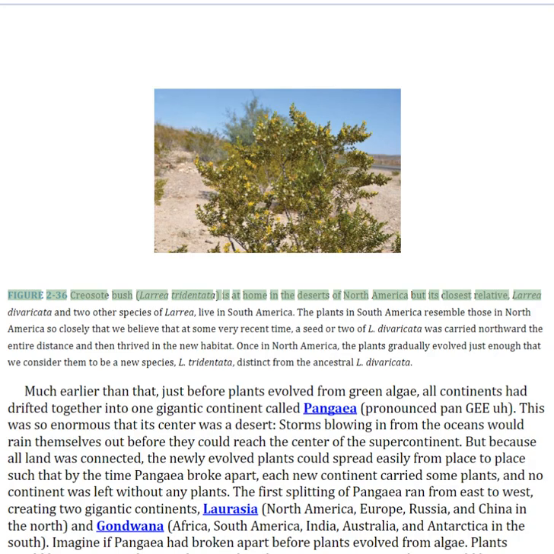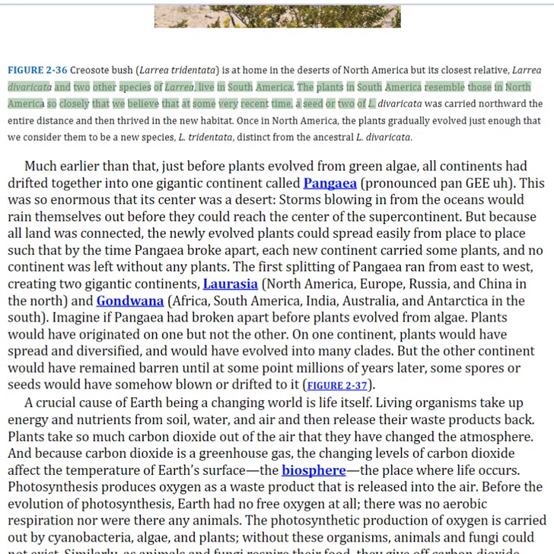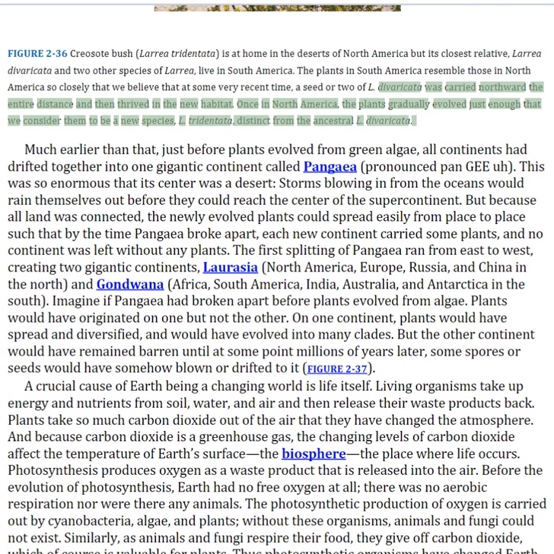Figure 236. Creosote bush is at home in the deserts of North America, but its closest relative, Larrea divaricata, and two other species of Larrea, live in South America. The plants in South America resemble those in North America so closely that we believe that at some very recent time, a seed or two of L. divaricata was carried northward the entire distance and then thrived in the new habitat. Once in North America, the plants gradually evolved just enough that we consider them to be a new species, L. tridentata, distinct from the ancestral L. divaricata.